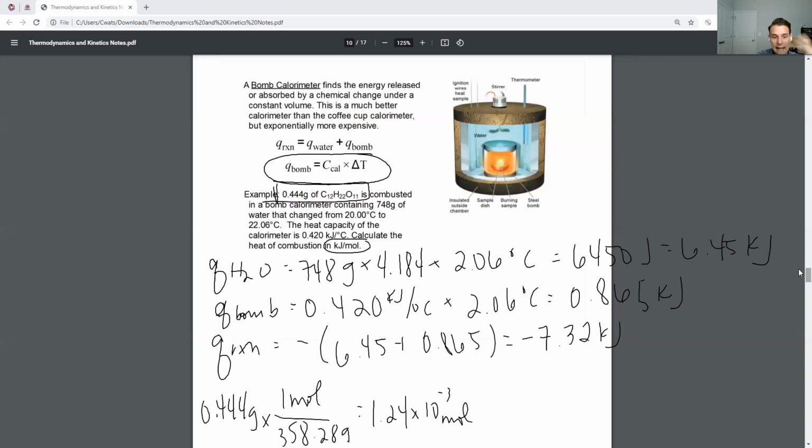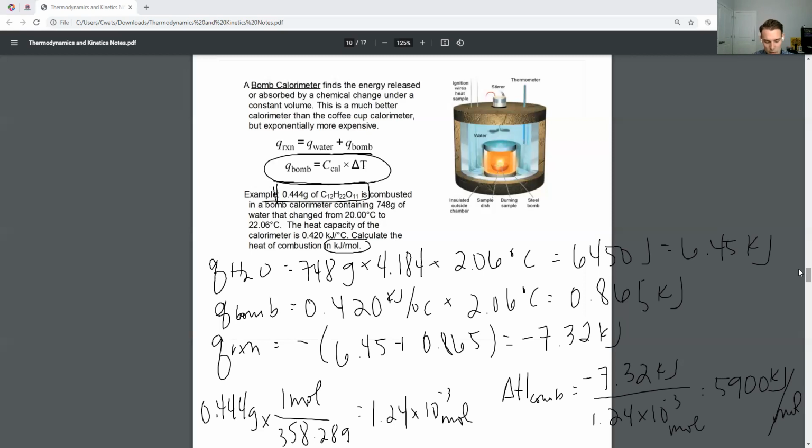Okay. And now to get my final answer, the heat of combustion, it's going to be the energy, the kilojoules, divided by the 1.24 times 10 to the negative third moles, which gives me 5,900 kilojoules per mole.